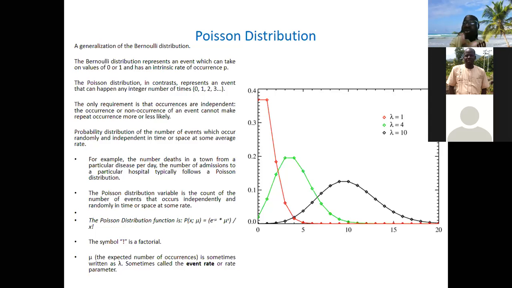So in that case, it can be 0, can be 1, can be 2, can be 3, can be whole numbers. So that type of variable follows a Poisson distribution. And Poisson distribution is related to Poisson regression.